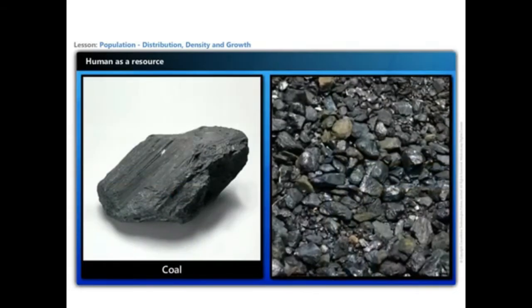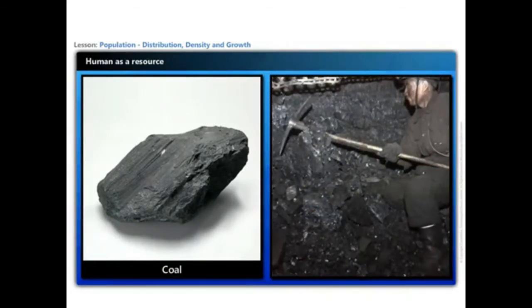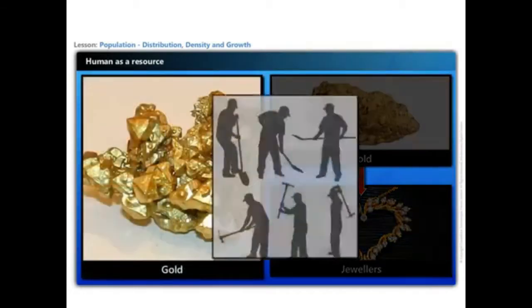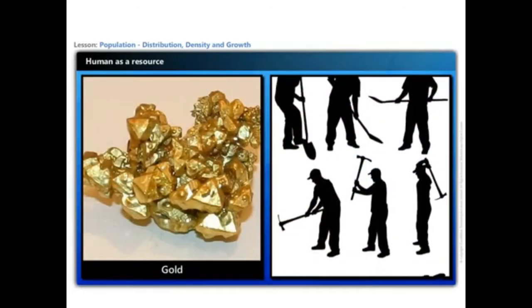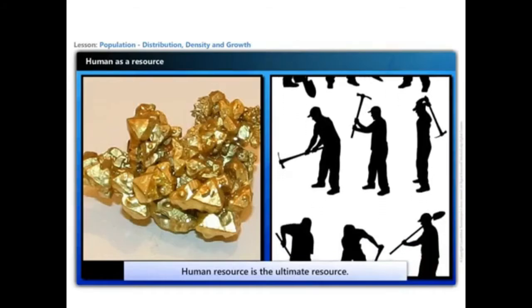Coal is a piece of rock until people were able to invent technology to obtain it and make it a resource. Nature's bounty becomes significant only when people find it useful. Human resource is the ultimate resource.